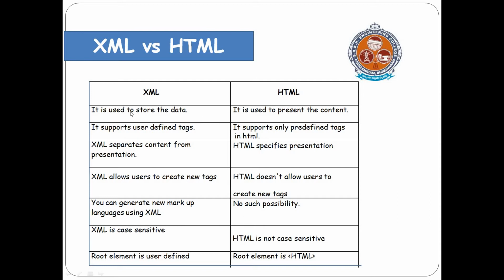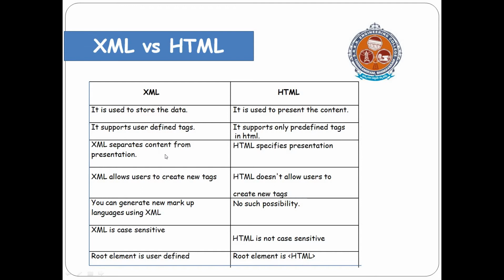Coming to the difference between XML and HTML, there are a few differences. The main purpose of XML is to store and transport the data. What HTML does is present the content. In XML we store and transport data. XML supports user-defined tags, whereas HTML supports only predefined tags. There is a set of predefined tags, and only those are used in HTML.